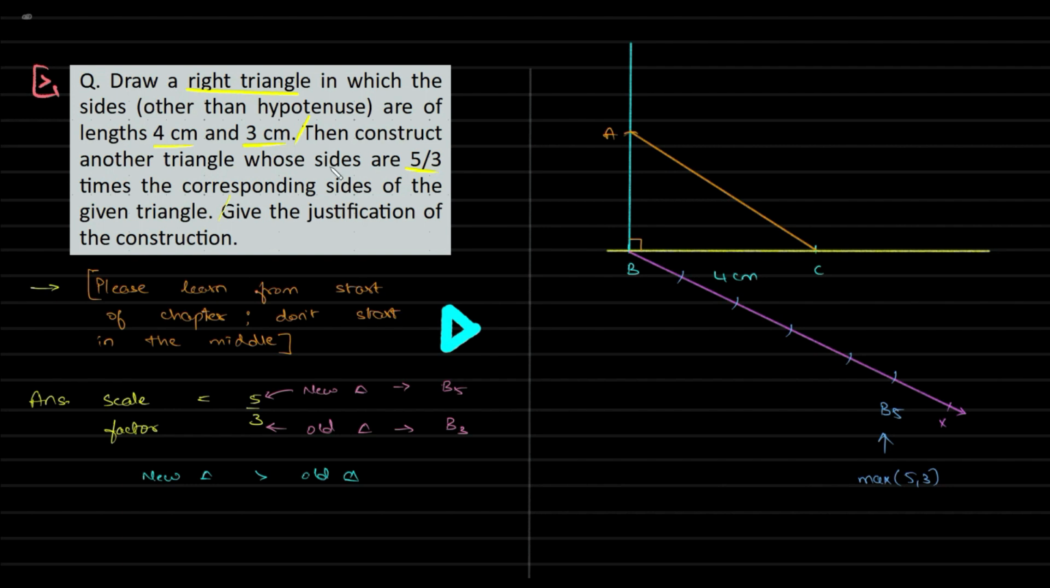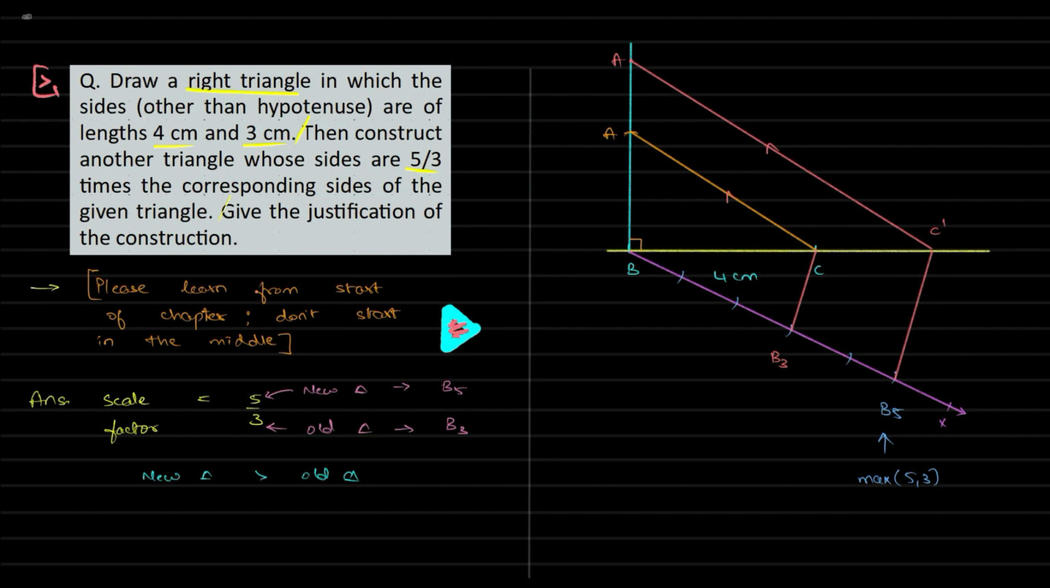Next, we need to figure out from where we have to draw a line connecting to C, and that would be from B3, because the old line is connected to B3 and connects to C. So B3C, you need to join a line. Next, we need to draw a line which is parallel to B3C, and then parallel to AC, and this would complete the construction, right? So how do you do it practically?